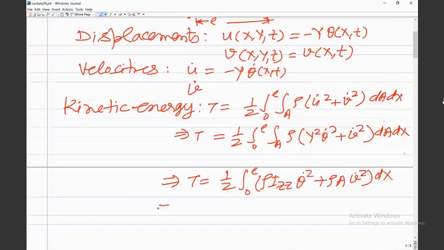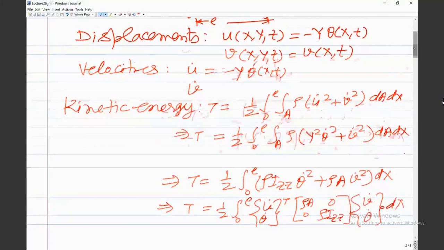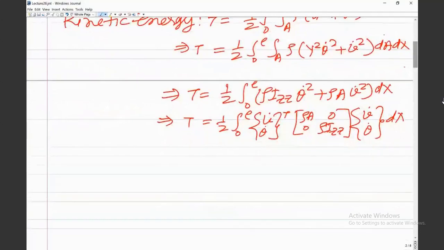Now you can write this in matrix form, as a product of matrices and vectors. Integral 0 to L, and then you put here v dot, theta dot transpose, and in between this matrix, rho A, 0, 0, rho into Izz, and then v dot, theta dot, dx. So you can write the expression for kinetic energy in this form. If you multiply these matrices and vectors, you will get the same expression. We have just rewritten it.